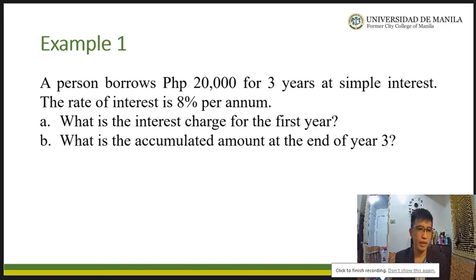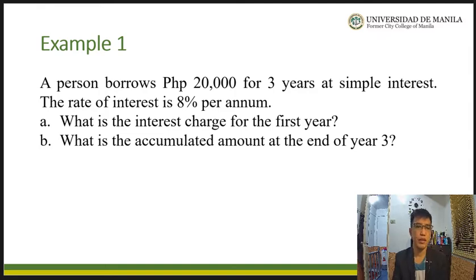Okay, so let's continue our discussion on simple interest. And now let's talk about the different examples. So you'd better understand the concepts that were presented in the previous video.